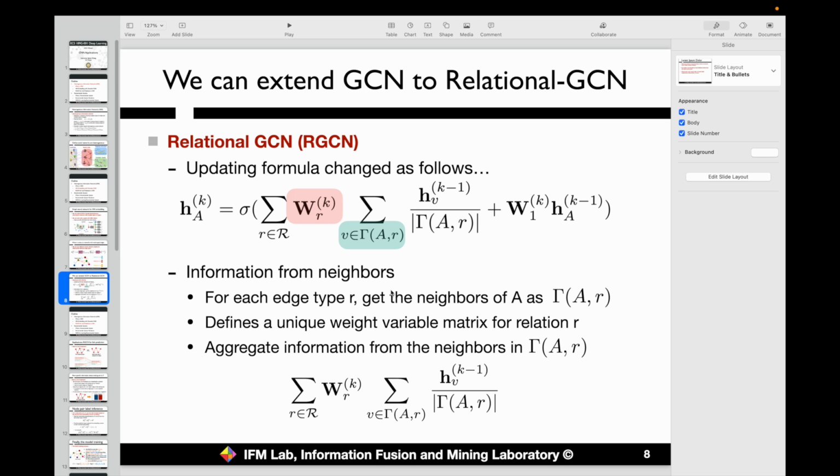Here we provide you with more detailed information for this formula. For each edge type or link type R, we can get the neighborhood of A as gamma A R. We also define one unique weight matrix for the relation R, which will be W R k for each layer of the model. We aggregate information from neighbors in this gamma A R by the term we show here.